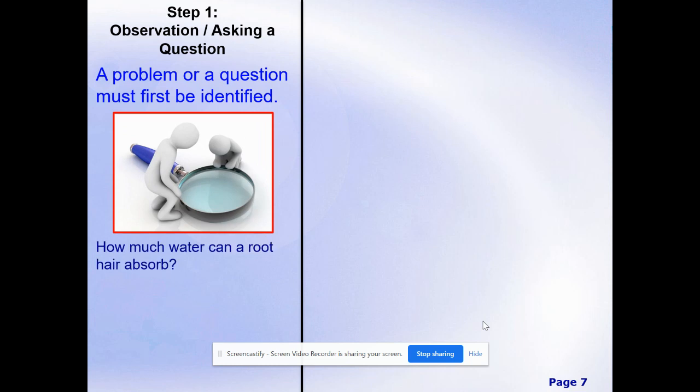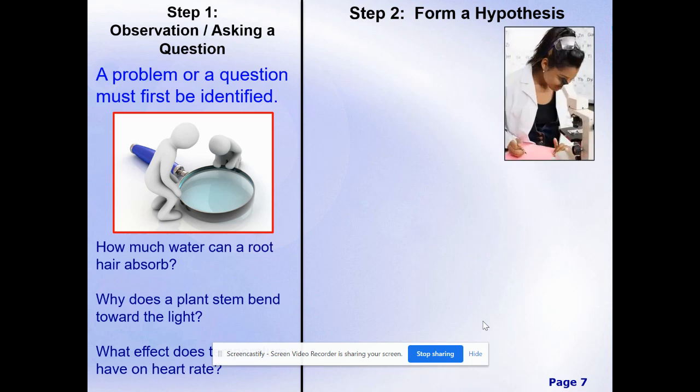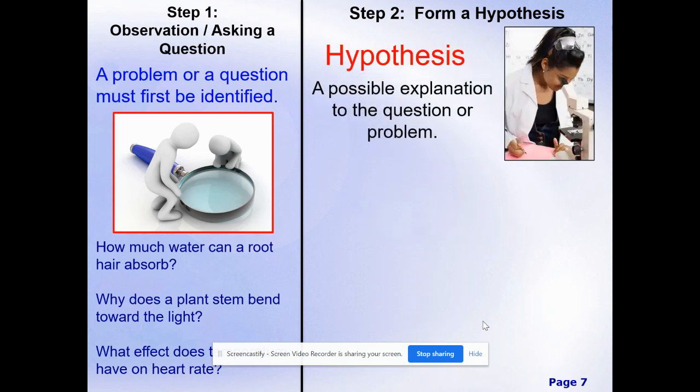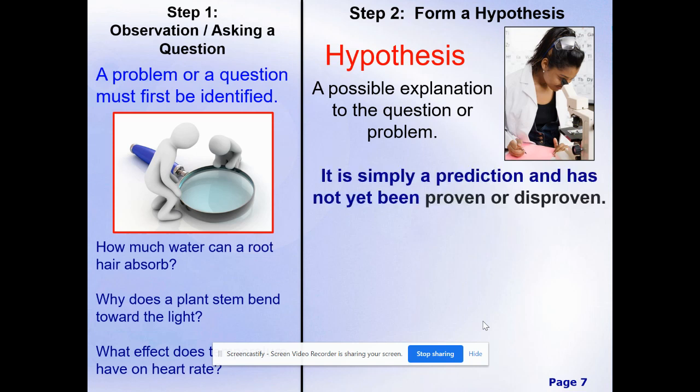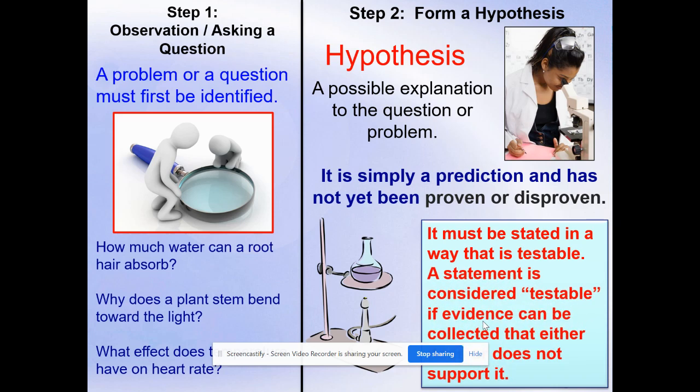So for example, how much water can a root hair absorb? Why does a plant stem bend towards light? What effect does temperature have on heart rate? Next, you need to form a hypothesis. So a hypothesis is a possible explanation to the question or problem. It is simply a prediction and has not yet been proven or disproven. It must be stated in a way that's testable. And a statement is considered testable if evidence can be collected that does or does not support it.